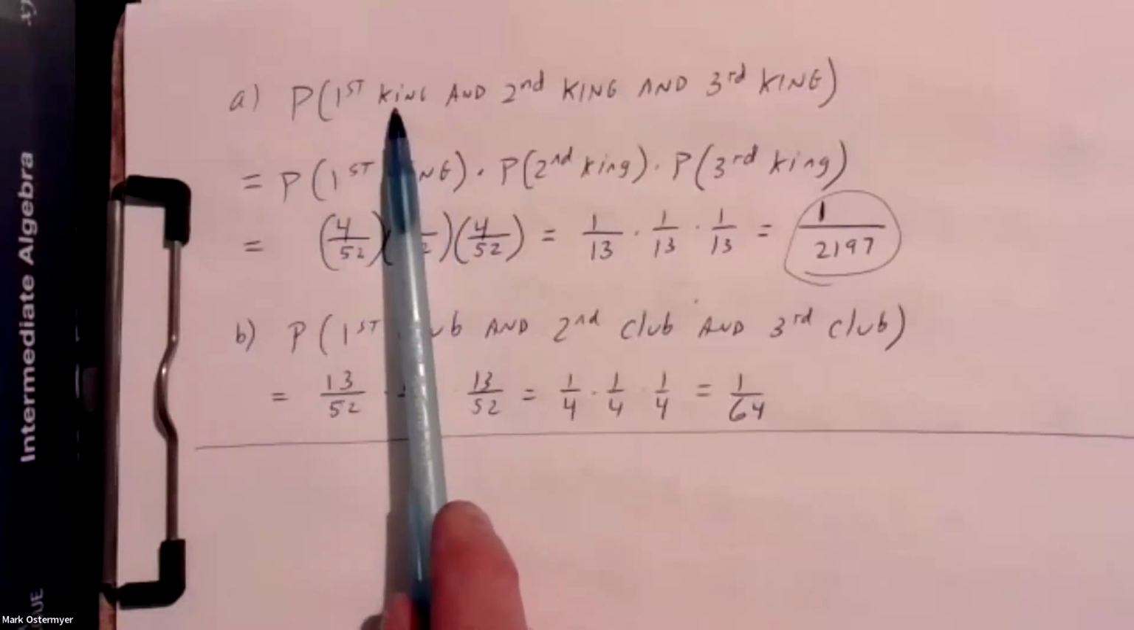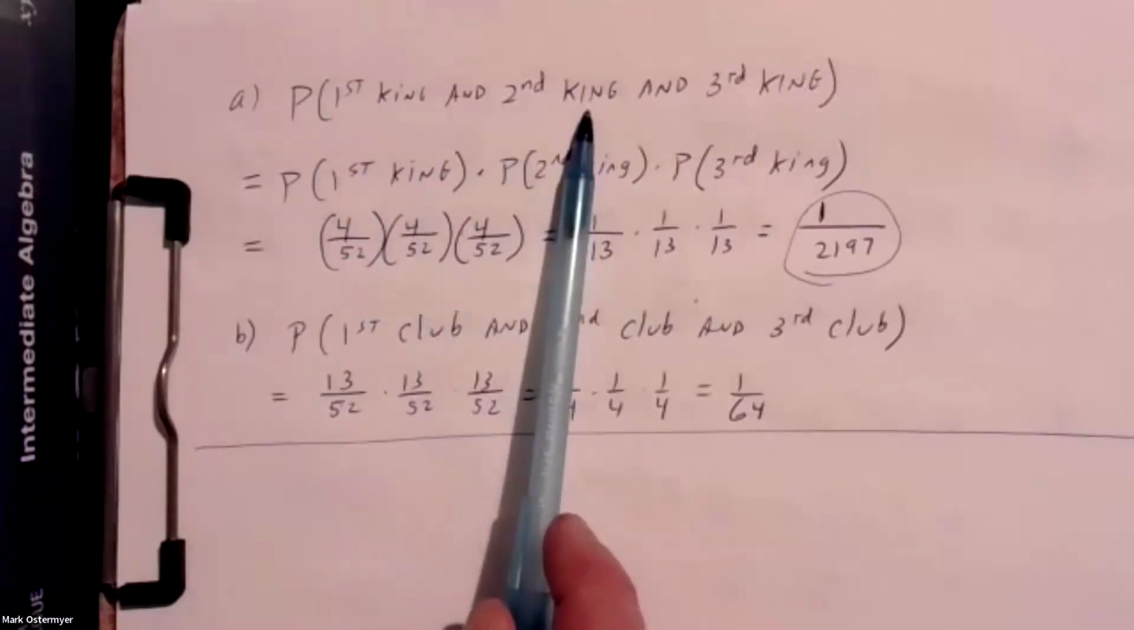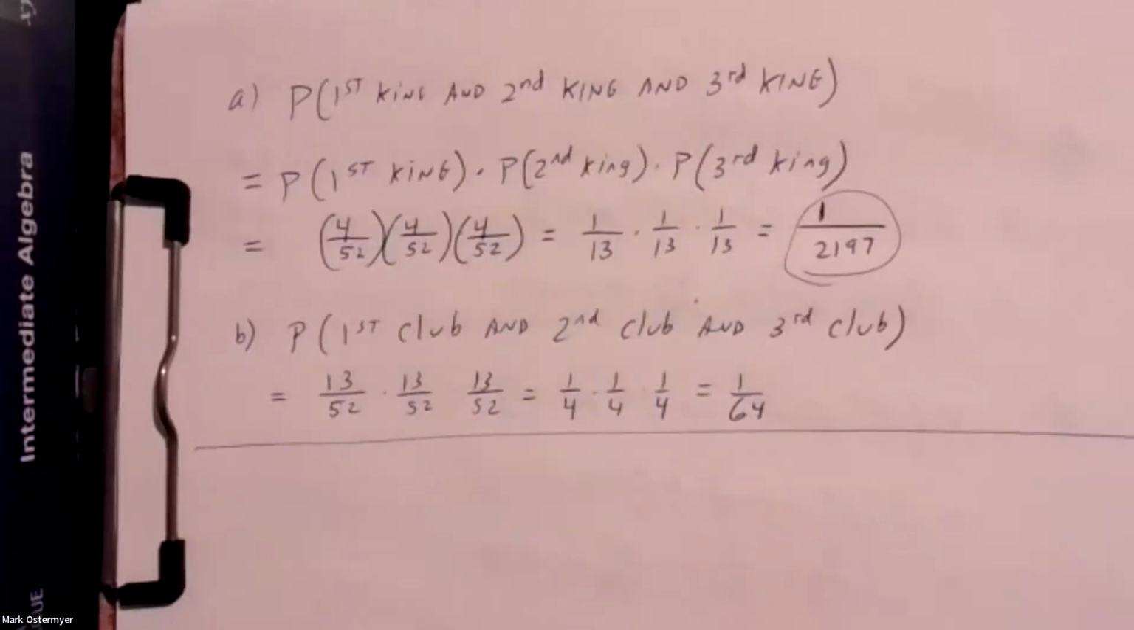The key assumption is that the trials of the experiment are independent of each other. That's how we can use this rule. If they're not independent, we cannot be using this multiplication rule.